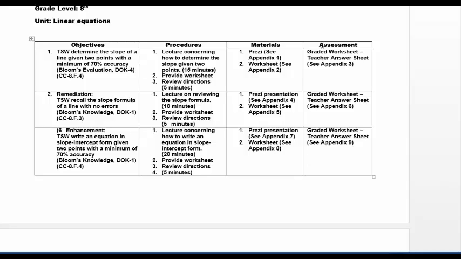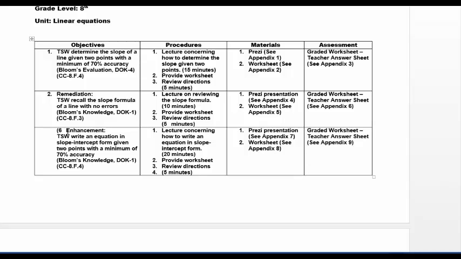Now, when we look at the procedures, we see a lecture on reviewing the slope formula. So in my mind, if a student is not doing well with Objective 1, or if they come in and haven't done well in Objective 1, then we're going to do a remediation break apart, where we lecture on reviewing the slope formula for 10 minutes. We provide the worksheet, which is Appendix 5, and we review the directions for 5 minutes, and we do the Prezi. They also add a Prezi presentation just for review of slope. Very good. I'm impressed with that.